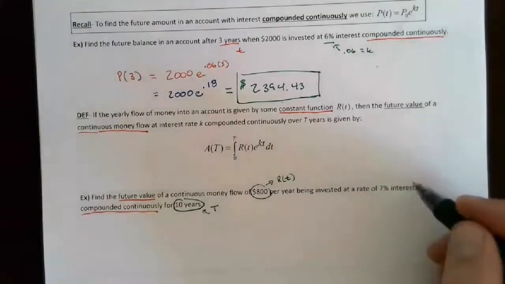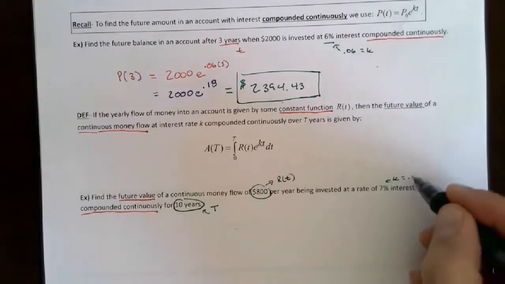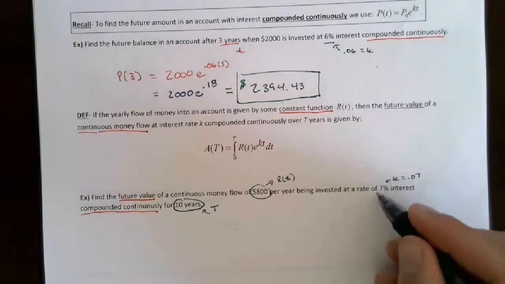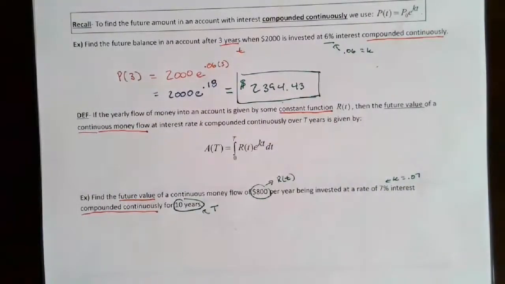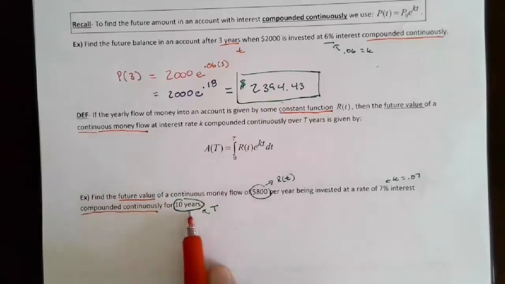Remember that it's going to give you k, which is going to be equal to a decimal. 7% as a decimal is 0.07. Remember, you move the decimal 2 places to the left. Or you could just say percent out of 100 and do 7 divided by 100 on your calculator. So our formula above, A of T equals the integral from 0 to T of R of t e to the kt dt. We're looking for A of capital T, 10 years, the amount in the account in 10 years.